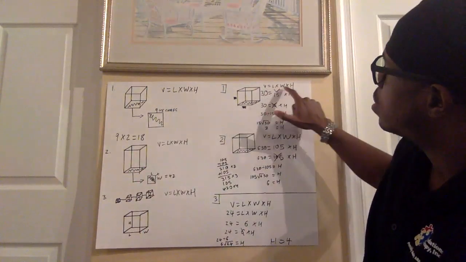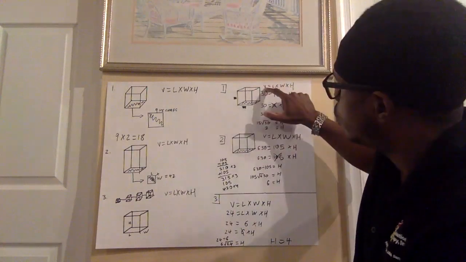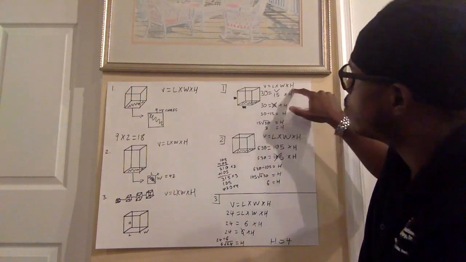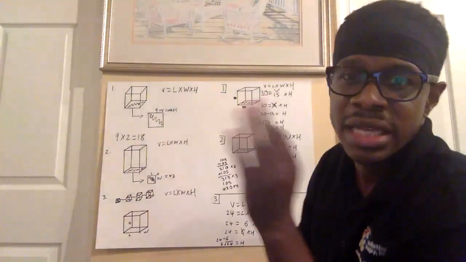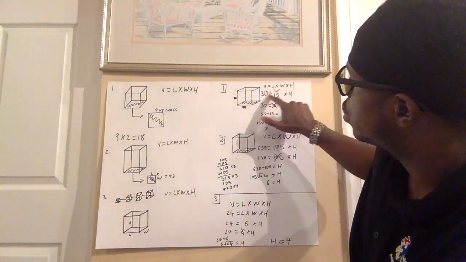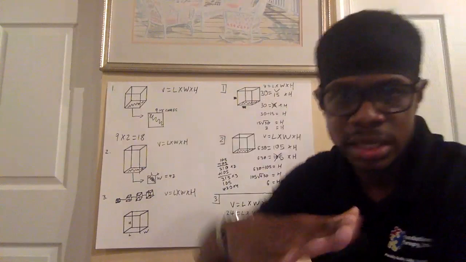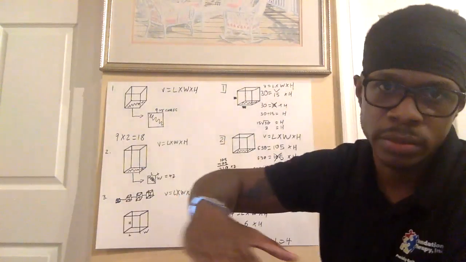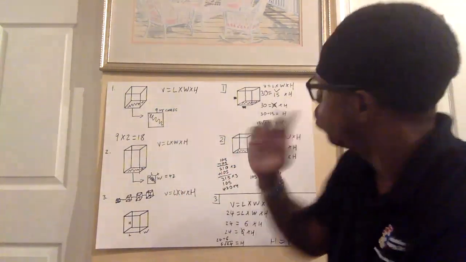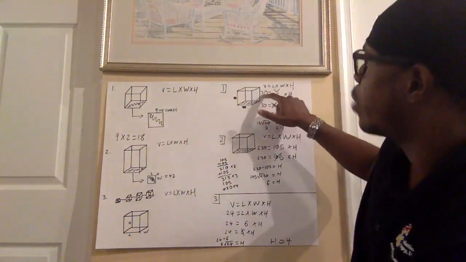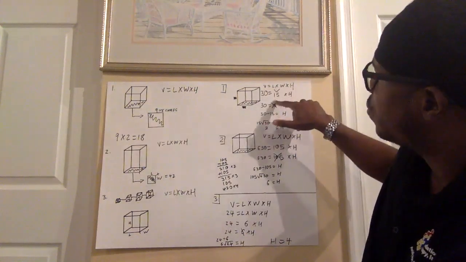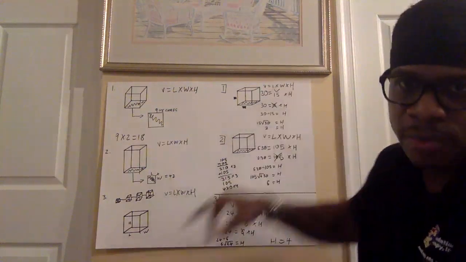Always write out everything, write out the formula. So we know volume is equal to length times width times height. They gave us the volume already, which was 30. And they said that the surface area at the bottom, which is length times width, was 15. So I write it down. So 30 equals 15 times height.